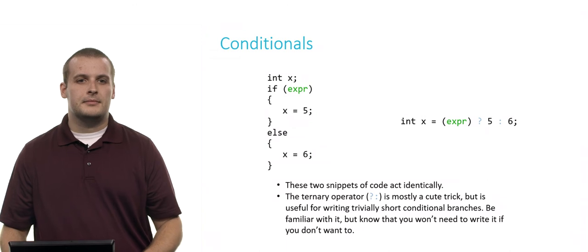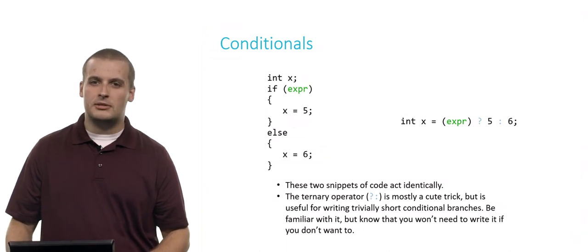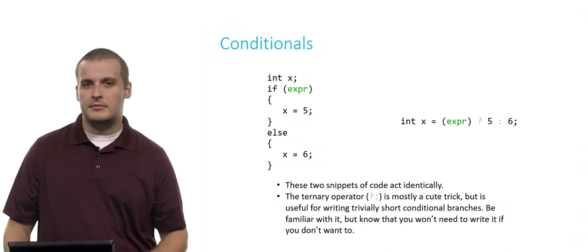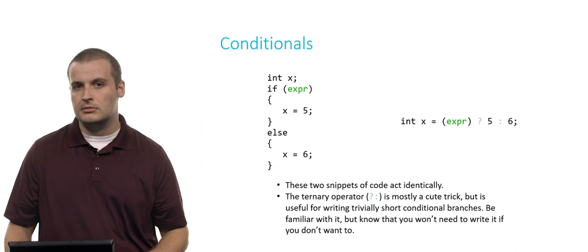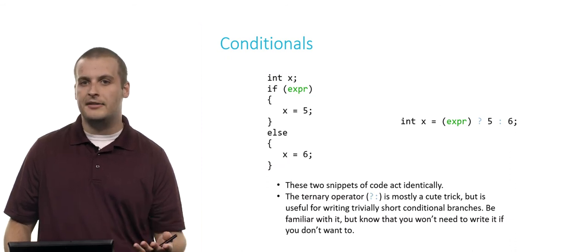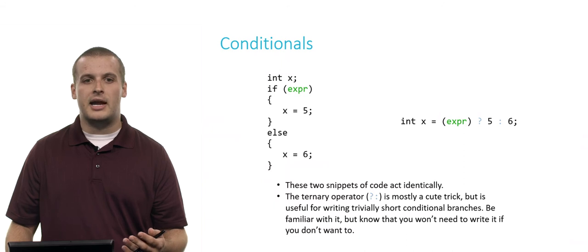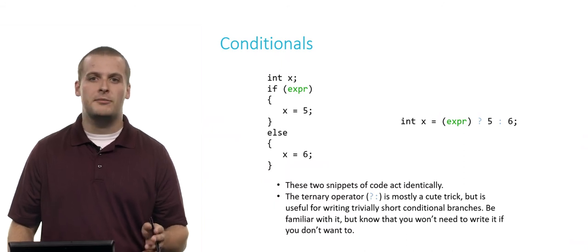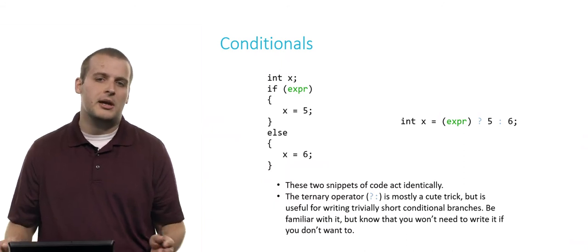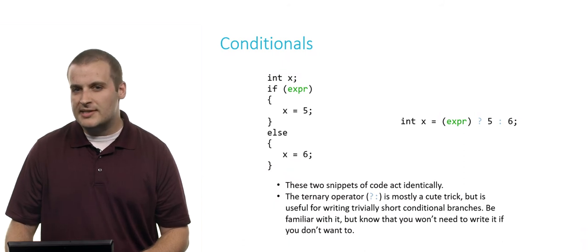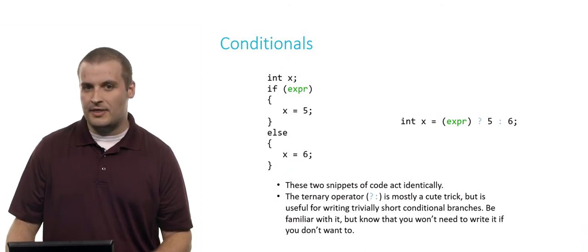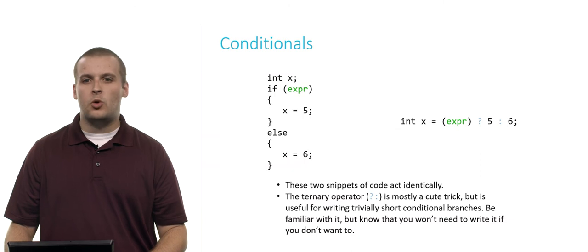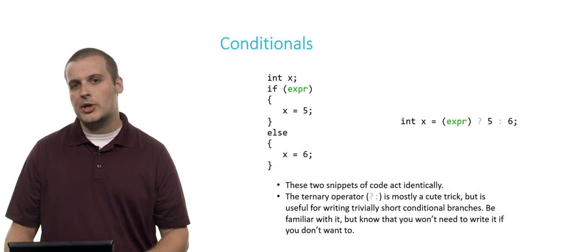And then I'm making a decision. If some Boolean expression is true, assign x the value 5. Otherwise, assign x the value 6. That on the left should probably be pretty familiar from our discussion of if-else just a moment ago. Would you be surprised to know that the line on the right does the exact same thing? So this is called question mark colon, or sometimes called the ternary operator.